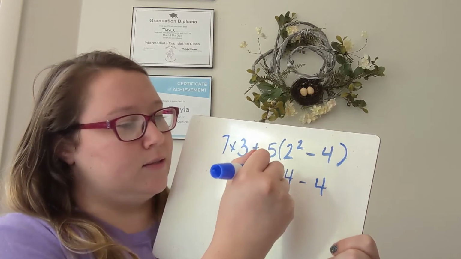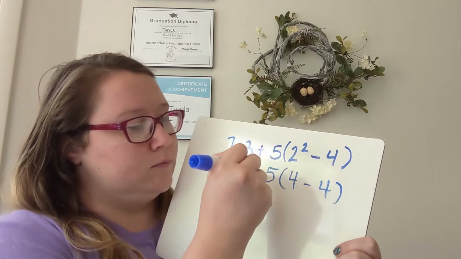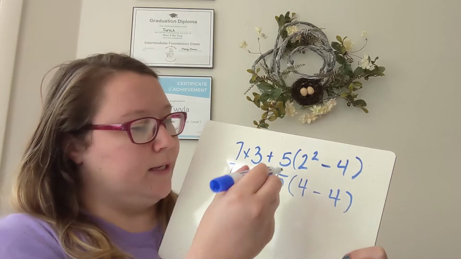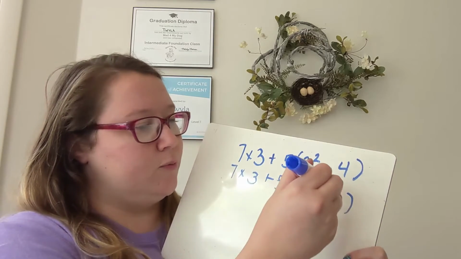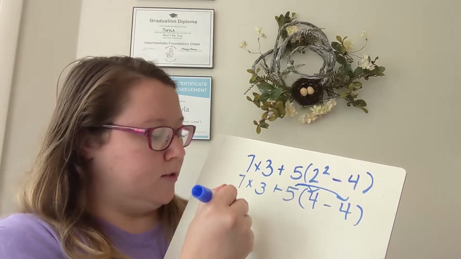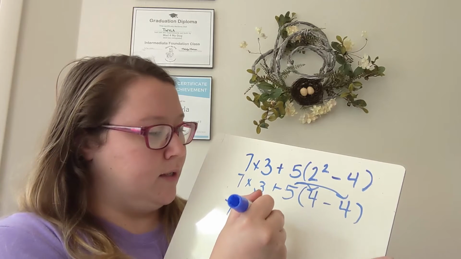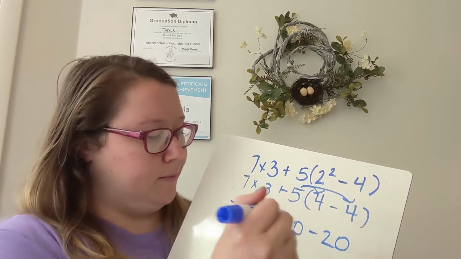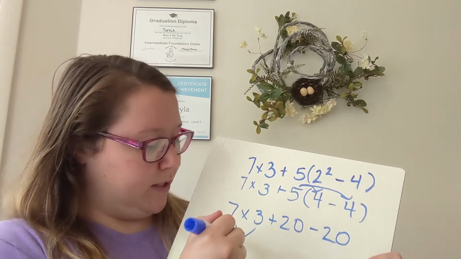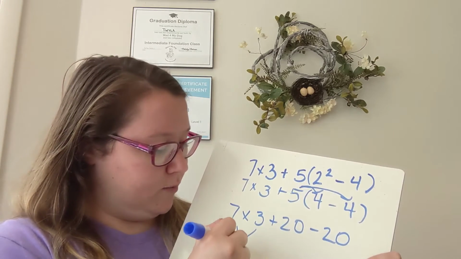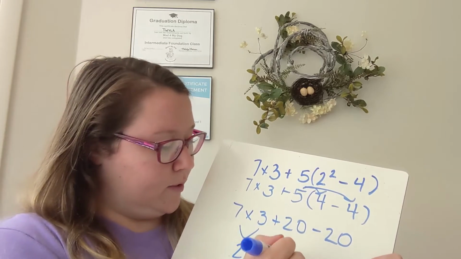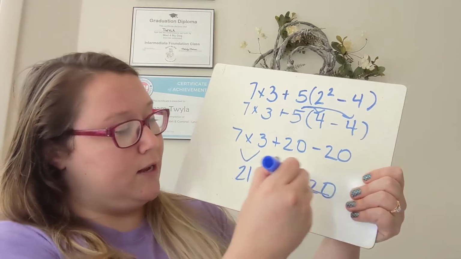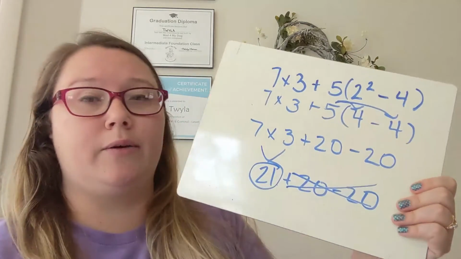So now I've got this. Okay, now I can distribute my 5 to both of these 4s. So we still got the 7 times 3. Now we're going to have plus 20 minus 20. Do our multiplication first before our addition and subtraction, and we get 21 plus 20 minus 20. Same like in the last one, these just cancel out, and our answer is 21.